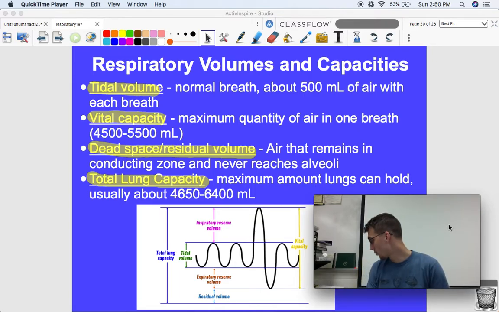That's about the size of a water bottle. That's how much air you breathe in just normally, just sitting around, sleeping, doing whatever, when you're not necessarily thinking about breathing, right? When you let your medulla oblongata take over and just let yourself breathe on your own. But vital capacity is a term for the maximum quantity of air in one breath. Here we go.